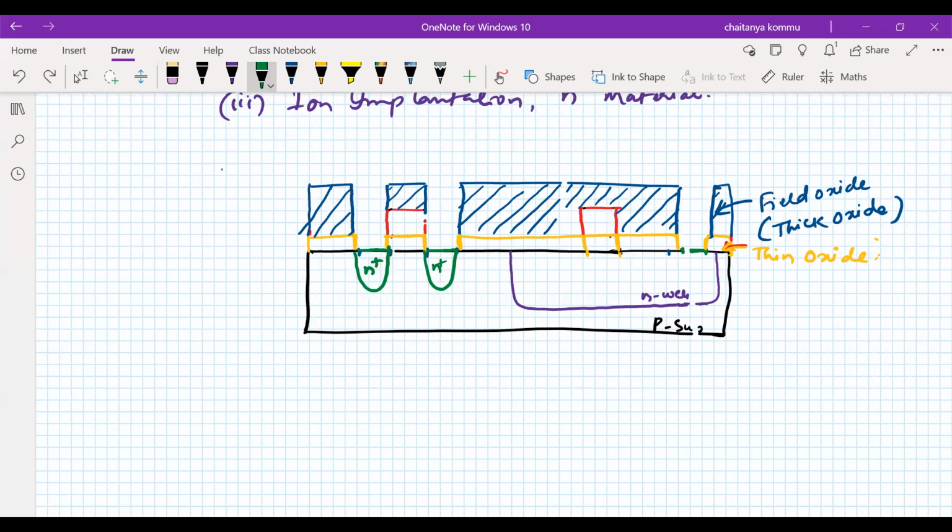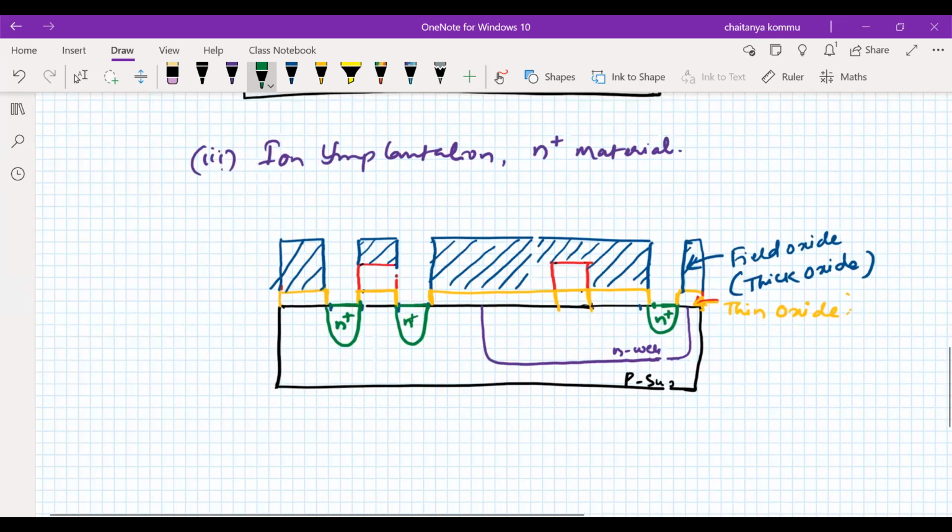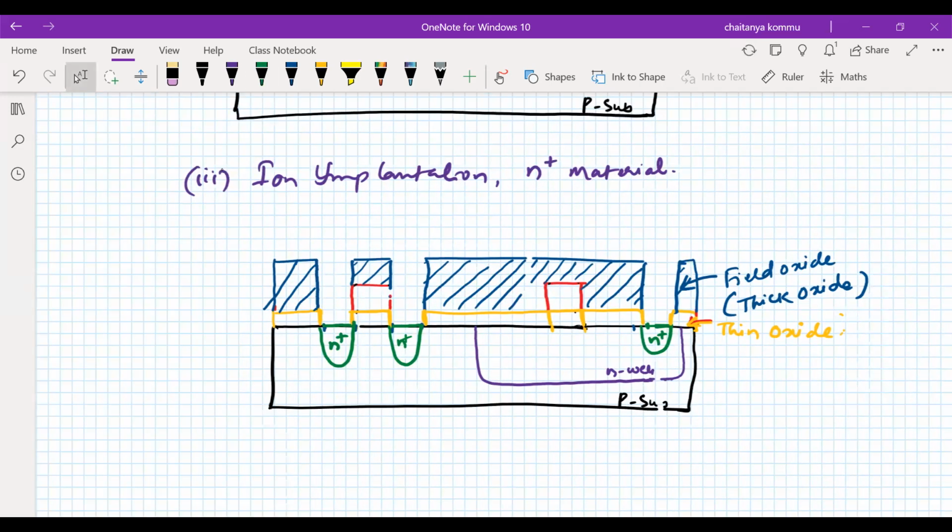So laterally encroached N plus regions are shown in the given format. Okay, it is N plus. Is it clear? Okay. So that is what is important.